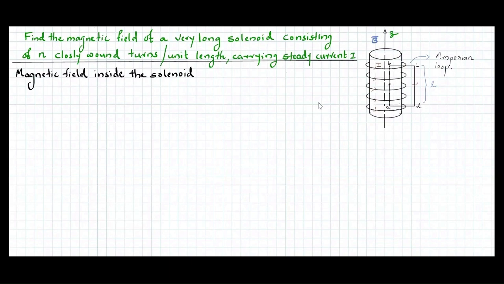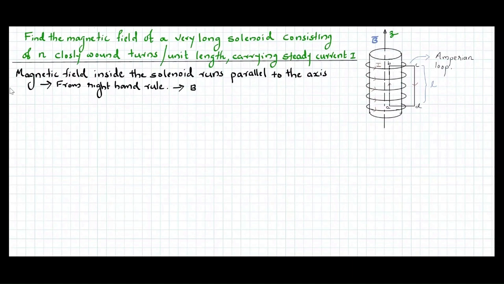The solenoid consists of n closely wound turns per unit length. The current passing through the solenoid is I. Here the direction of the current is circumferential. Therefore, the magnetic field inside the solenoid runs parallel to the axis.